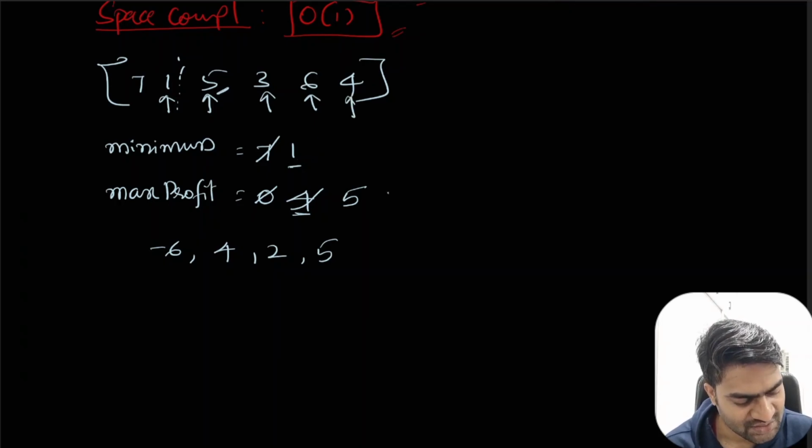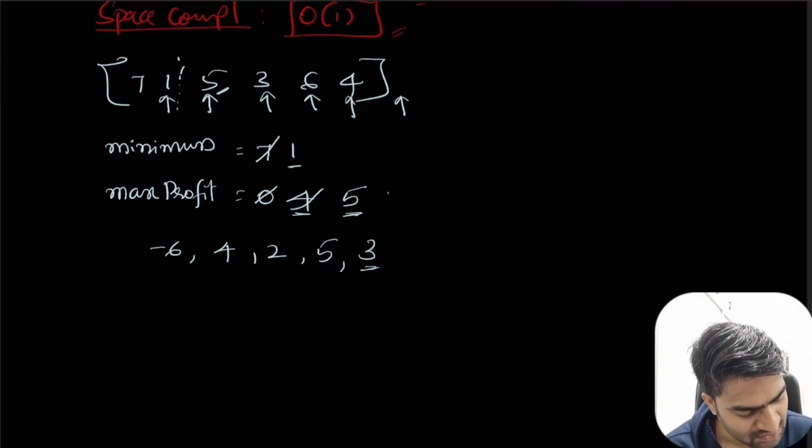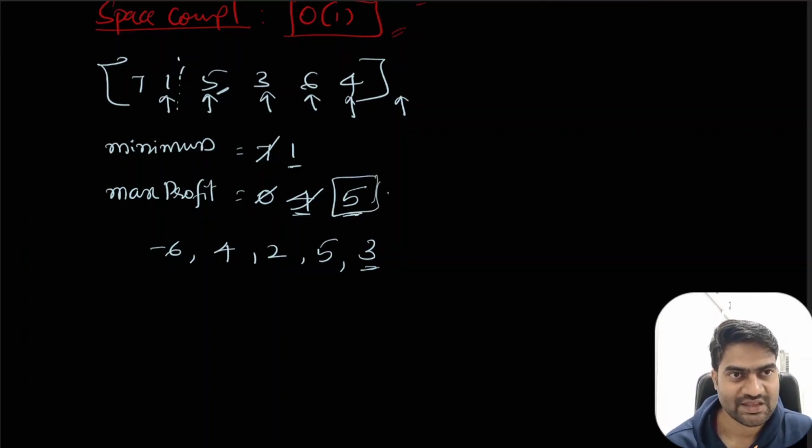So it is 4. If I sell it at 4 with a minimum value of 1, then profit will be 3. But this 3 is not more than the current max profit, so I will leave it. Once it moves out of the array, I'll stop. So what is my max profit now? I got 5. Okay. So this is how we can calculate in a single iteration.